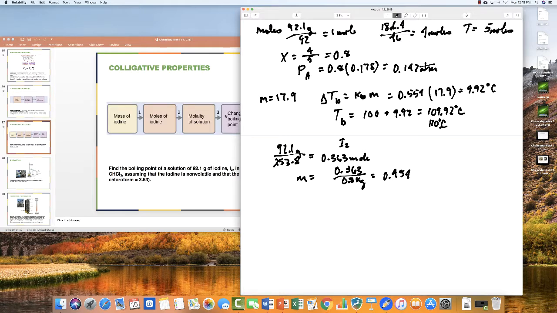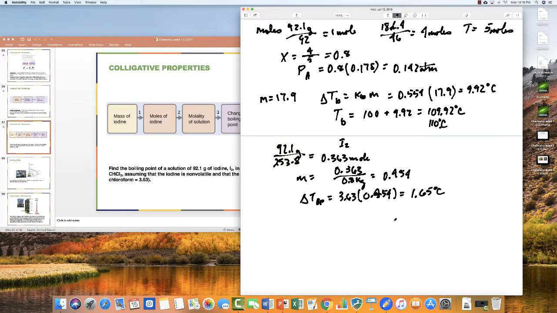Then the next step is to take that and the Kb and calculate the change in boiling point. So the change in boiling point is going to equal 3.63, which is Kb, times the molality that we just calculated. And if we do the math here, we get 1.65 degrees centigrade.